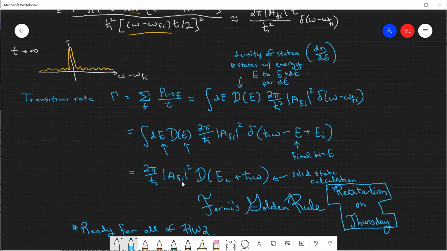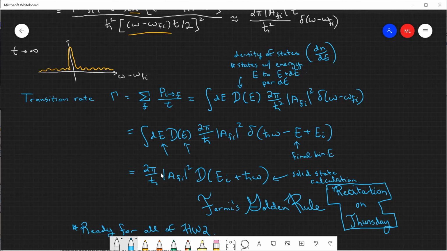It's the matrix element of the perturbation squared times just the density of states. This is the number of states at that energy. And it kind of makes sense. Why is it this? Because if you start with initial energy E_i, then if you kick it with some h bar omega, your final kinetic energy is going to be this amount. So you want to know the number of states out there that have that particular kinetic energy.